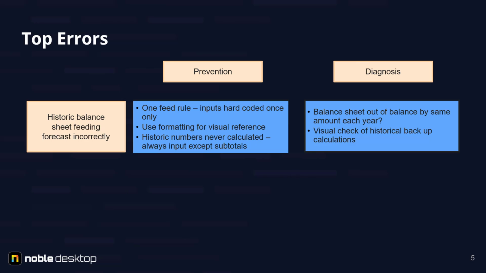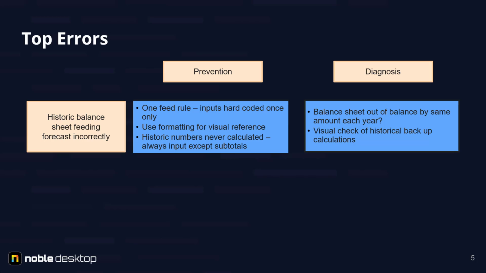Another common error in financial modeling might be the historic balance sheet feeding the forecast incorrectly. In this scenario, the prevention would be one feed rule, inputs hard-coded once only. And you need to use formatting for visual reference. As we have discussed, your inputs or hard-coded numbers would be in blue and your formulas would be in black to identify the numbers easily.